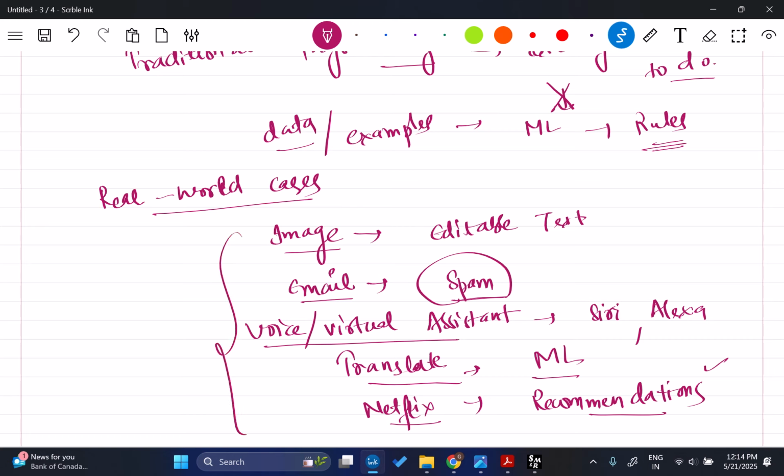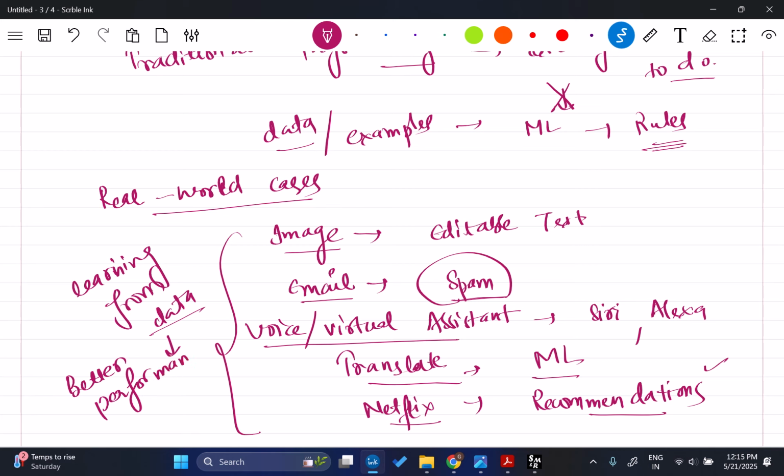All of these things work by learning from data. Based on the data you are producing, the system learns the pattern and provides you better performance, like giving recommendations and filtering spam mails. All those things work based on the data which you are providing, and the system is able to work on its own.